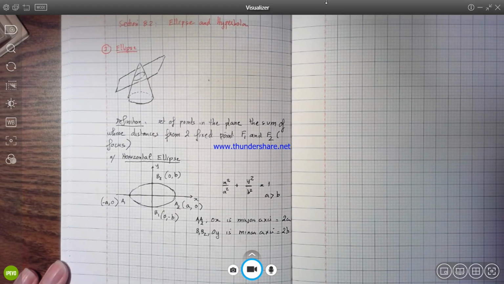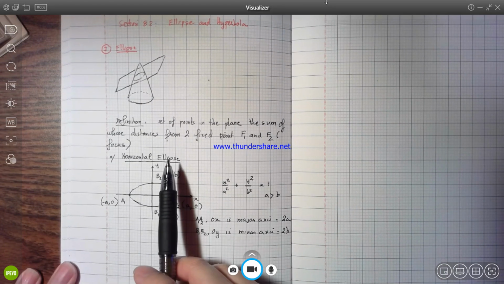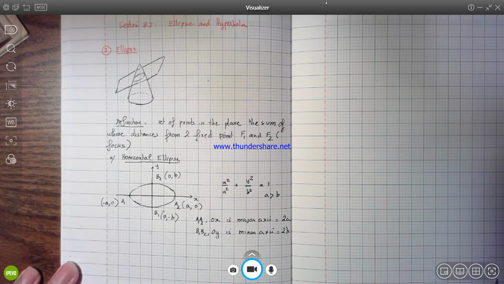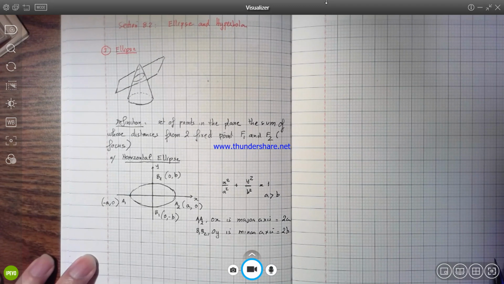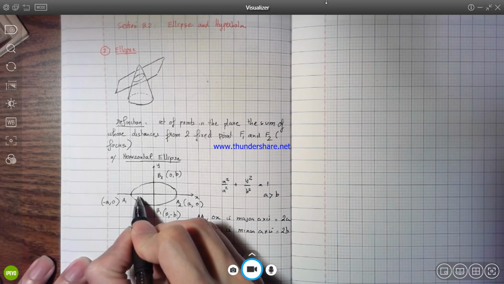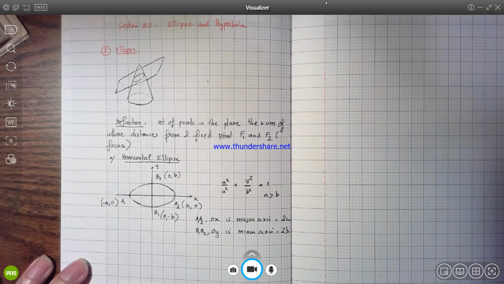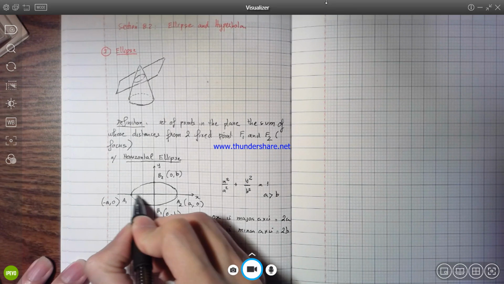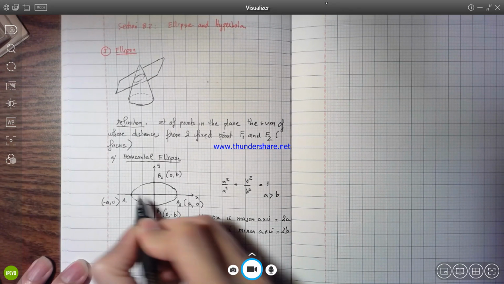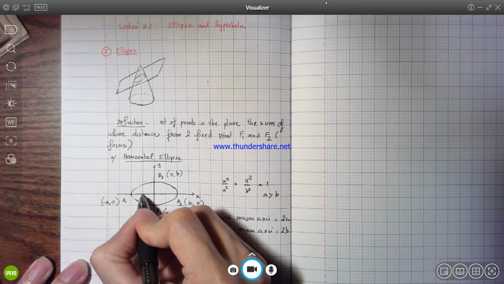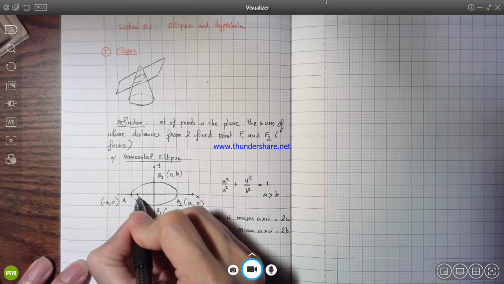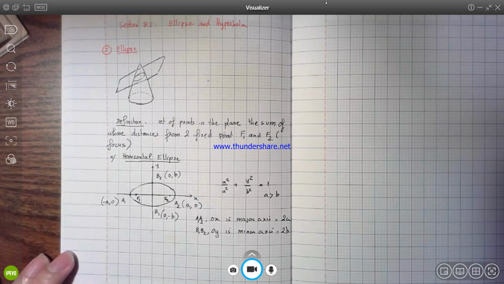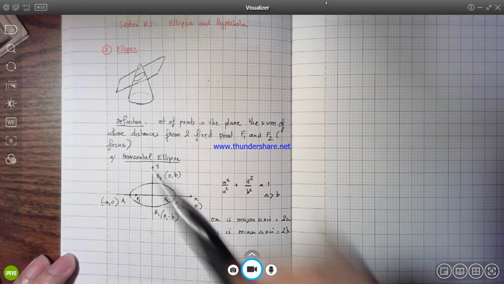So in the definition, I also mentioned the fixed point called the focus. So where's the focus in the picture? Focus is a point on the major axis. So it's the point right over here. It could be any point, well, it must be inside, of course. So what if I say over here is F1, and over here is F2, and I say that this is the focus of this horizontal ellipse.